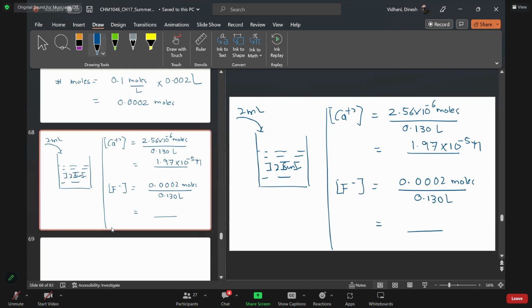Are you guys getting the same answer? 1.5, 1.54? So 1.5 is okay because here we are looking at two. I mean, essentially we just have one sig fig on the top. So you are okay with that one as well. Okay. So now we have calcium ions and fluoride ions.